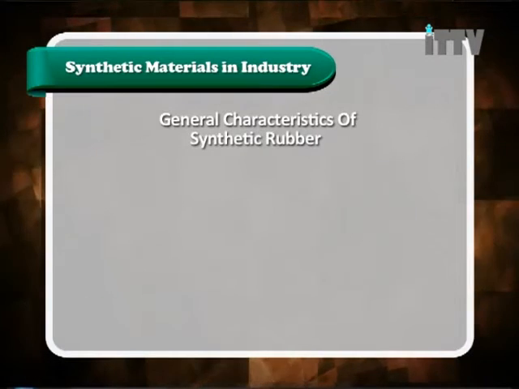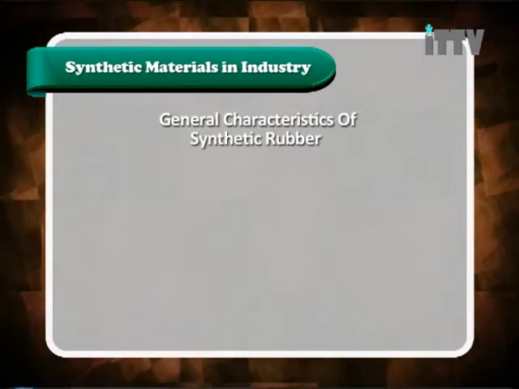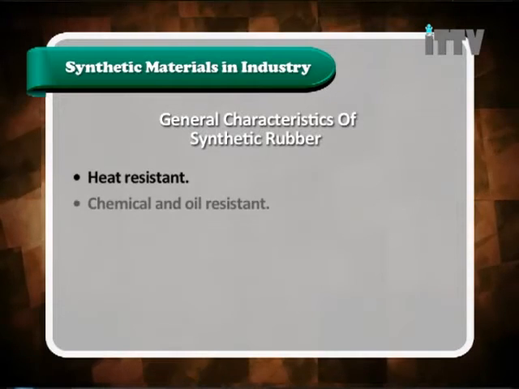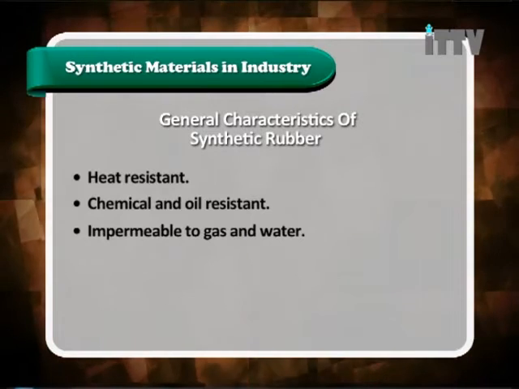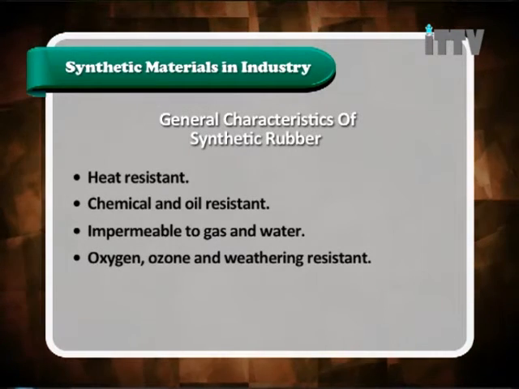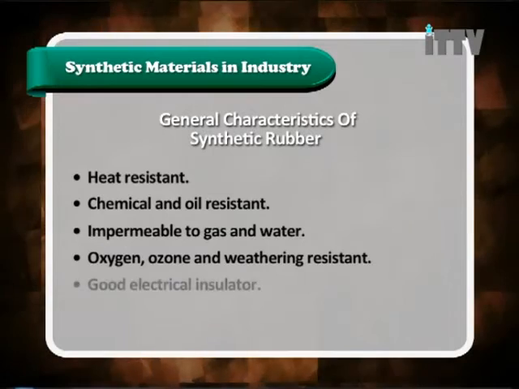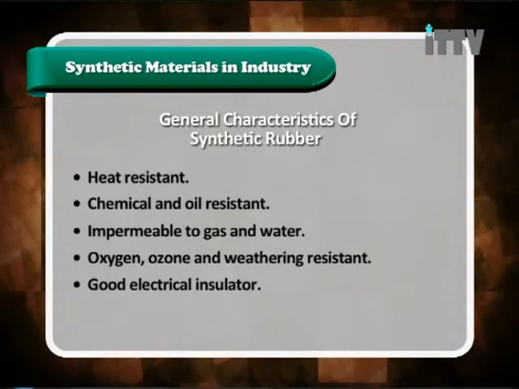General characteristics of the synthetic rubber are heat resistant, chemical and oil resistant, impermeable to gas and water, oxygen, ozone and weathering resistant, good electrical insulator. So synthetic rubber is actually derived from petroleum. Now, as we have learned earlier, natural rubber is derived from the rubber tree. But here, synthetic rubber is actually derived from petroleum. There are two different sources here.